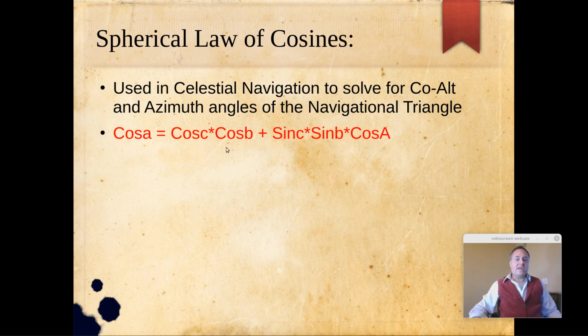Here we have two sides, C and B, that are used as their cosines, and here they're used as their sines. C and B are the co-declination and the co-latitude from our navigational triangle.